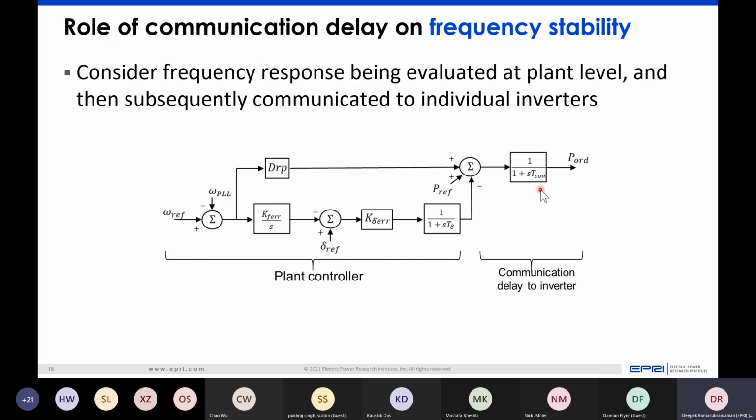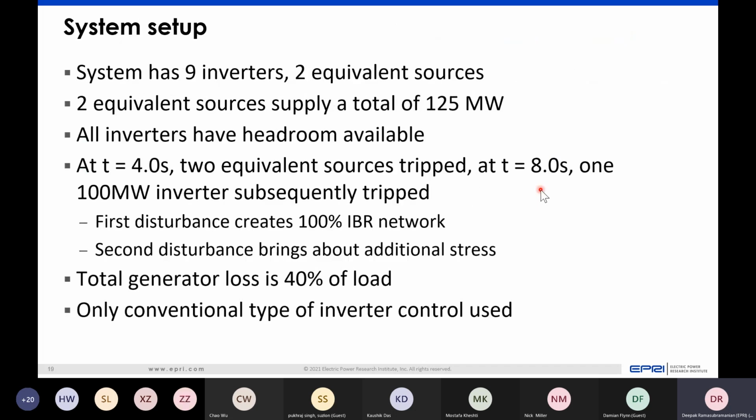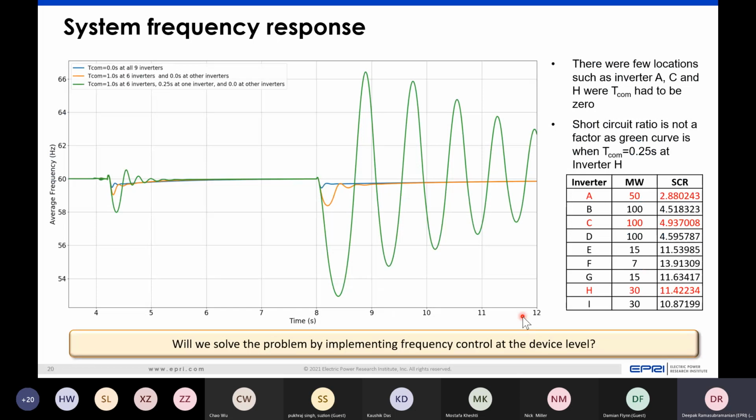And if you have this kind of delay being introduced into this control path, then consider a very small system with just around 9 inverters and a certain amount of headroom available. If you consider a large disturbance where the loss of load is around 40%, then depending upon the communication delay that you have, you can either get a stable response, which is the blue curve, or you can get a very bad response, which is the green curve, which although looks to be damping out, is way out of our performance metrics that we have.